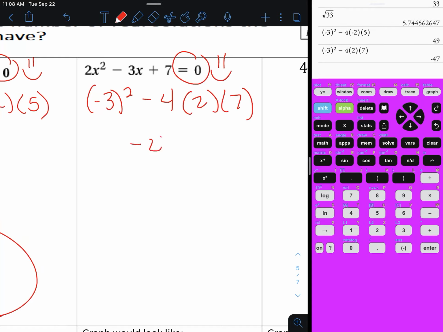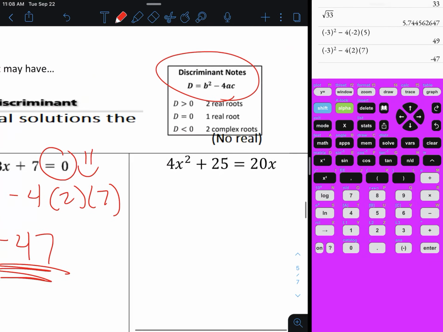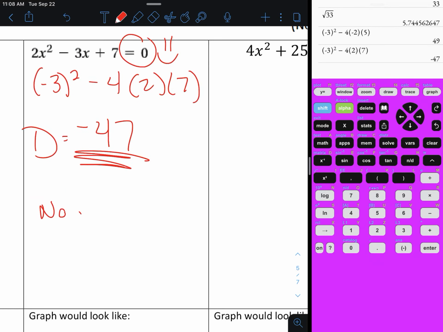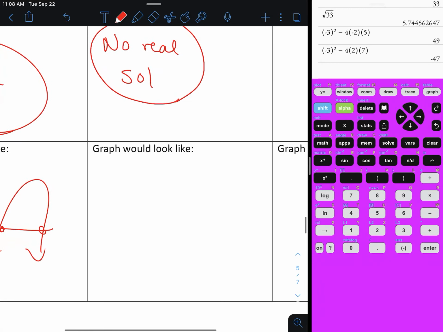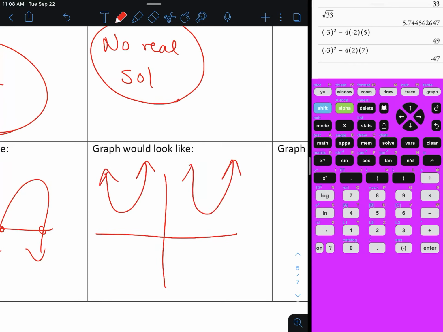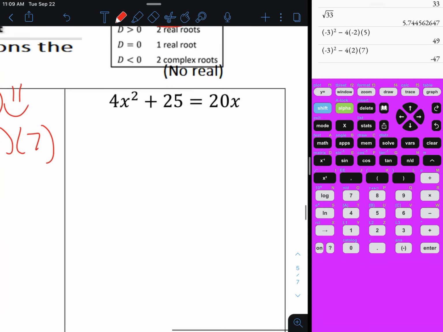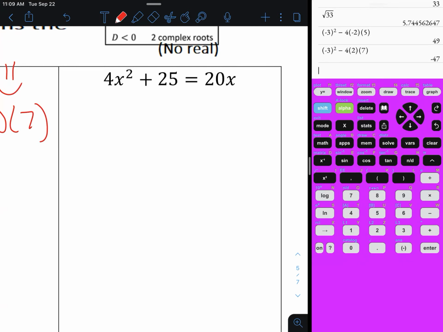I get negative 47. Okay, so that's my discriminant. I could write a capital D equals. See how it's negative? Well, negative means there are no real solutions, just 2 complex roots. So I'm going to write no real solutions on this one because it's negative. So what would the graph look like? Well, it could look like this. It could look like this. The graph is not going to cross the x-axis. It has no real x values for where y will be 0. You'll learn in 4.8 about imaginaries. It'll be a good time.